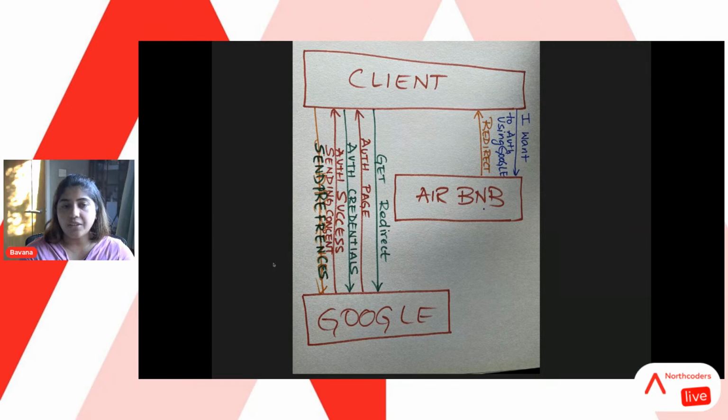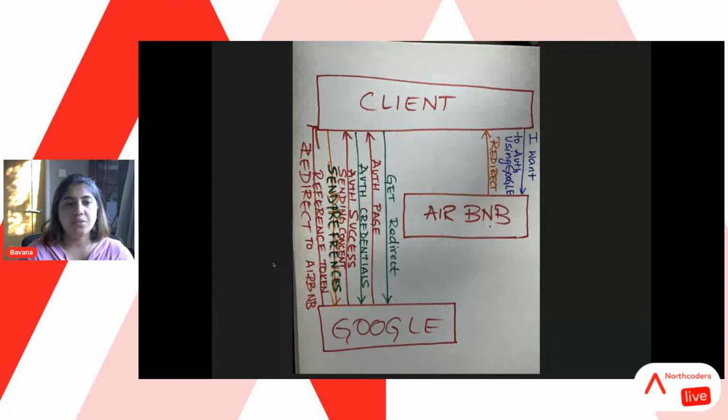Now, after this, you send a response with all of these things put into it back to Google. When all of this is done, after you're done selecting whatever you want with the response, Google sends back a redirection page or a redirection URL with a reference token attached to this.